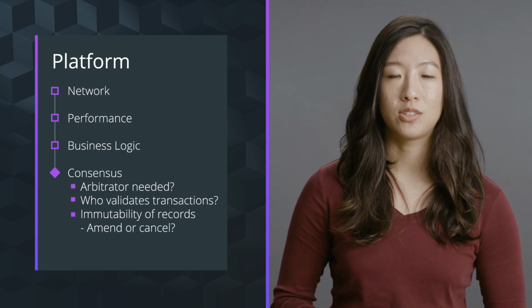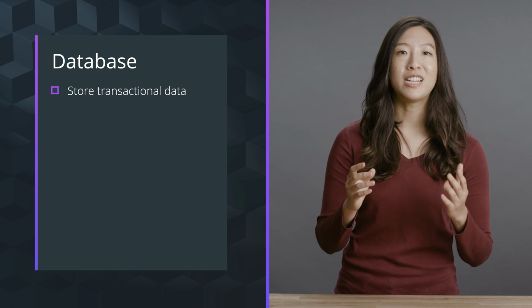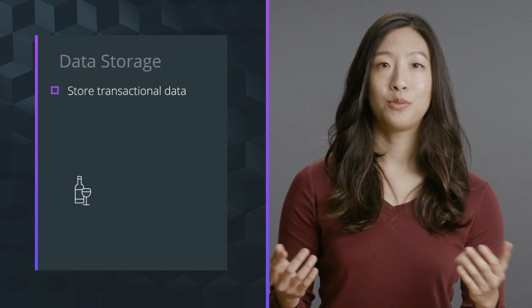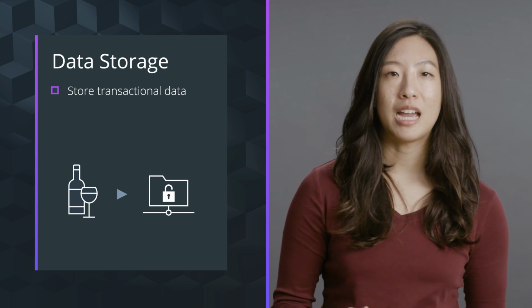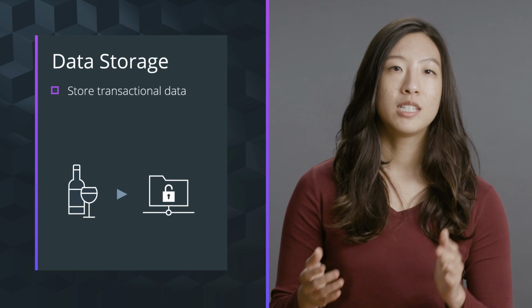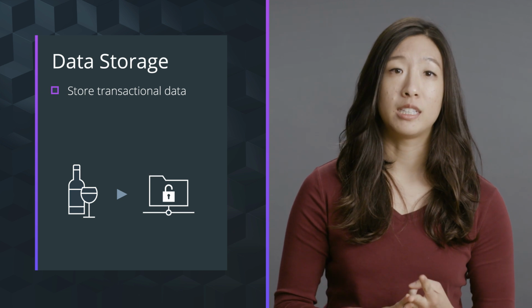Now, with decisions about what we need from the platform discussed, let's look at our database storage needs. First, what data are we storing? We need to store data about the transactions as well as the fields about the wine to prove authenticity, such as the origin, the producer, and the bottling date.